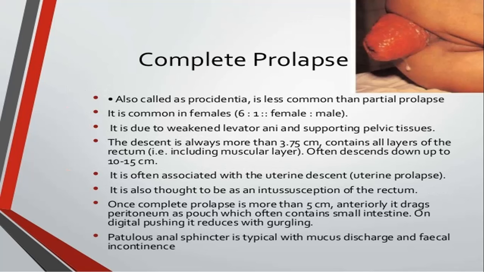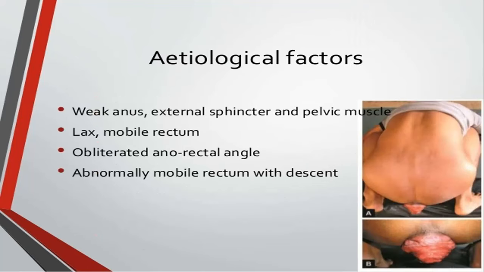A complete prolapse is also called procidentia. It is more than 5 centimeters, and it is large. It shows a patulous anal sphincter and is associated with uterine prolapse also. On examination you can feel a gurgling sound, because it comes with the peritoneum. It has the same etiological risk factors: weakness, pelvic muscle tone, and an obliterated rectovaginal pouch.